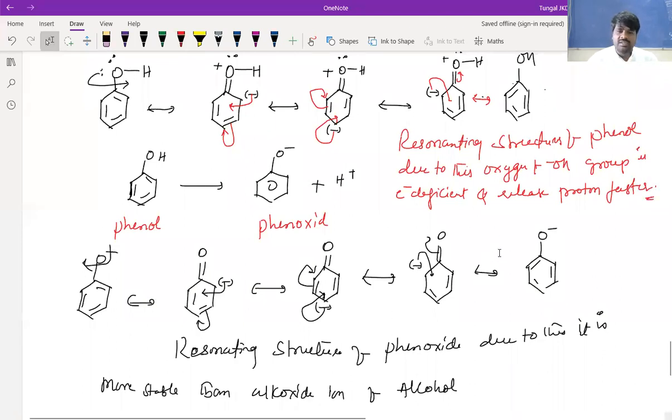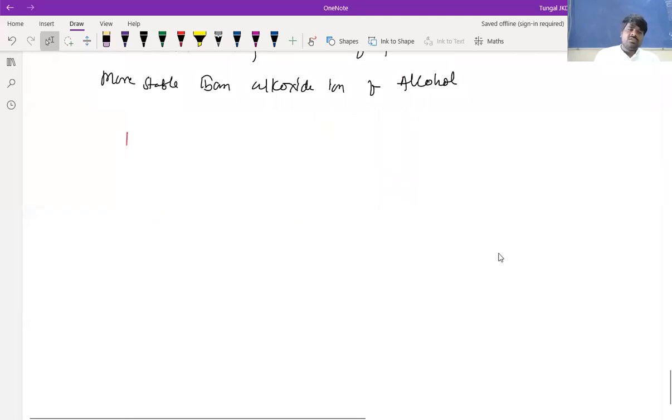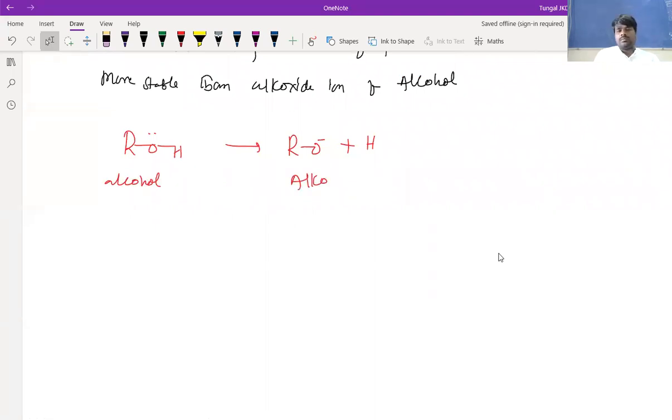See the comparison. If you're talking about alcohol, in alcohol there is no resonance. If it loses a proton, it forms the alkoxide ion. So this is your alcohol and this is your alkoxide ion. Due to the lack of resonance, this oxygen is somewhat less electron deficient and the alkoxide is less stable. So these are the two reasons for the acidic nature.